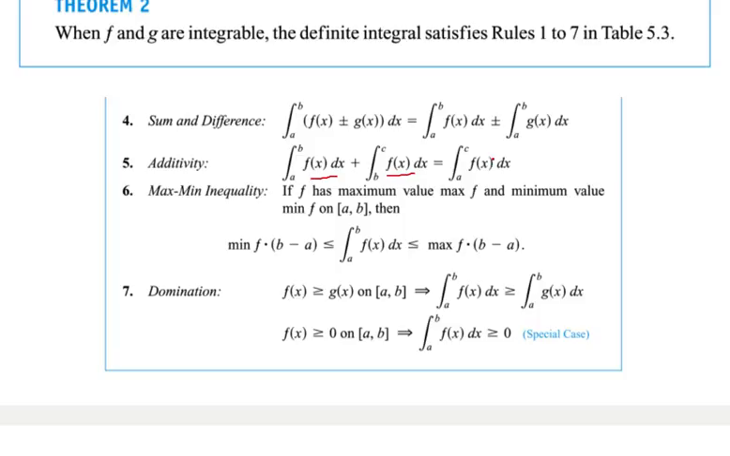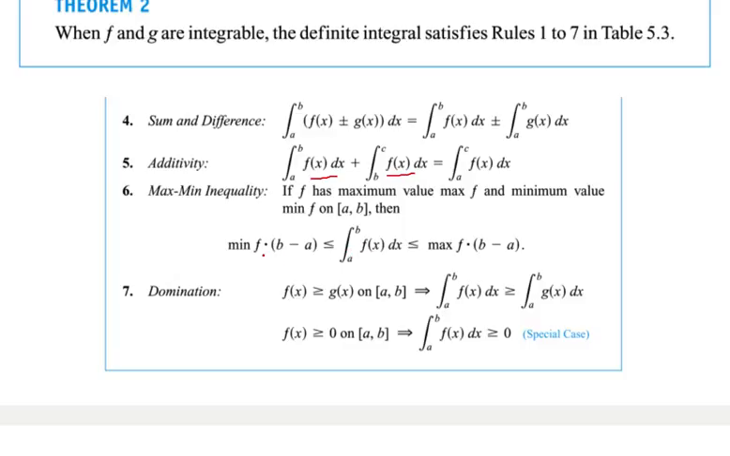And we have the max and min inequality. If f has a maximum value and a minimum value on a to b, you have this minimum of f multiplied by b minus a, the width of it. And then you have this max of f, the highest point on this f function, multiplied by the width of the integral, b minus a. So it means that that integral must be between these two values, that it must not be any larger than the maximum point, and it must not be any smaller than this minimum point.